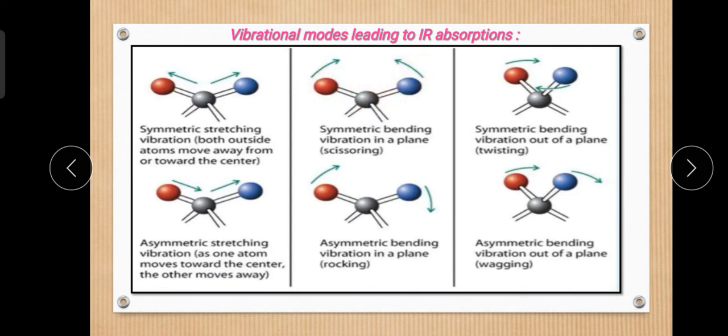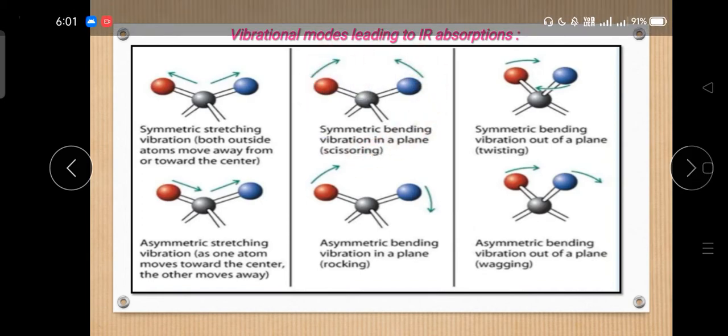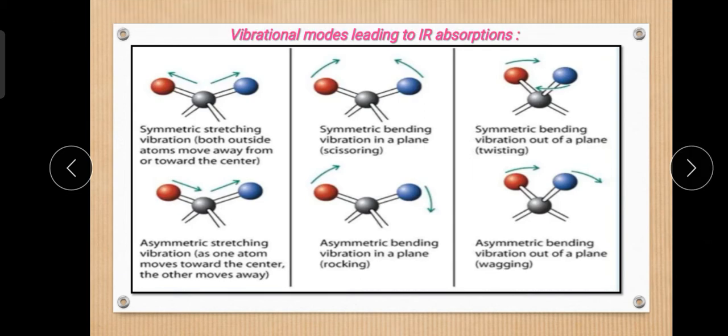Here, symmetric bending means there is a bending of the atoms in an upper side or in a lower side. That means in this way also possible, but here in this way. So there is a bending, but this bending is in a symmetric way. At a time these atoms go in the upward side, that is a small bending vibration, and these are all present in one plane. So this is the symmetric bending with the vibration in one plane. It is also called scissoring.